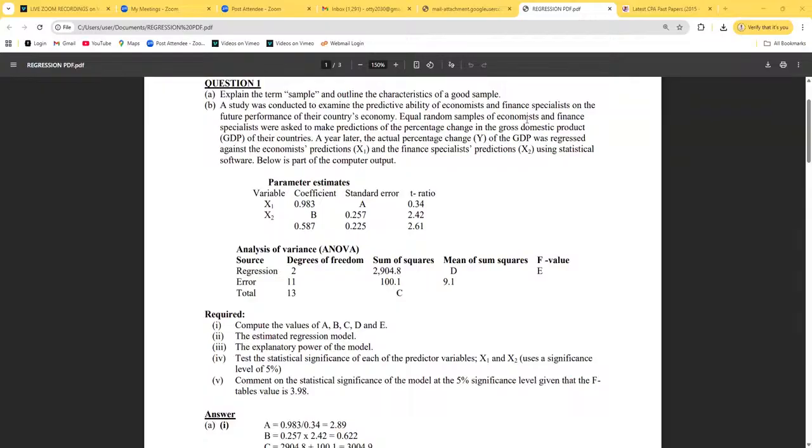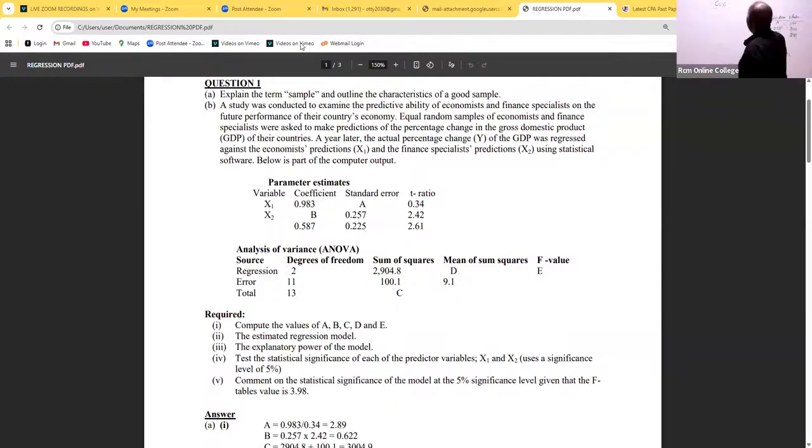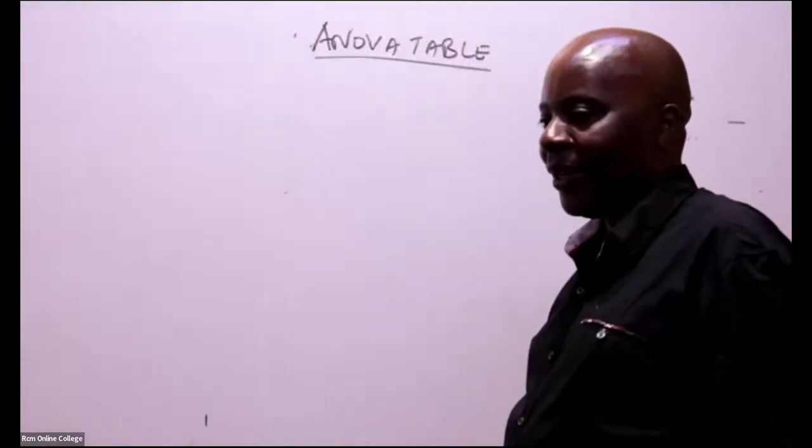All right. So then let's copy down the table. We call it the ANOVA table. I hope it is very clear as it was. Yeah, now it should be okay.